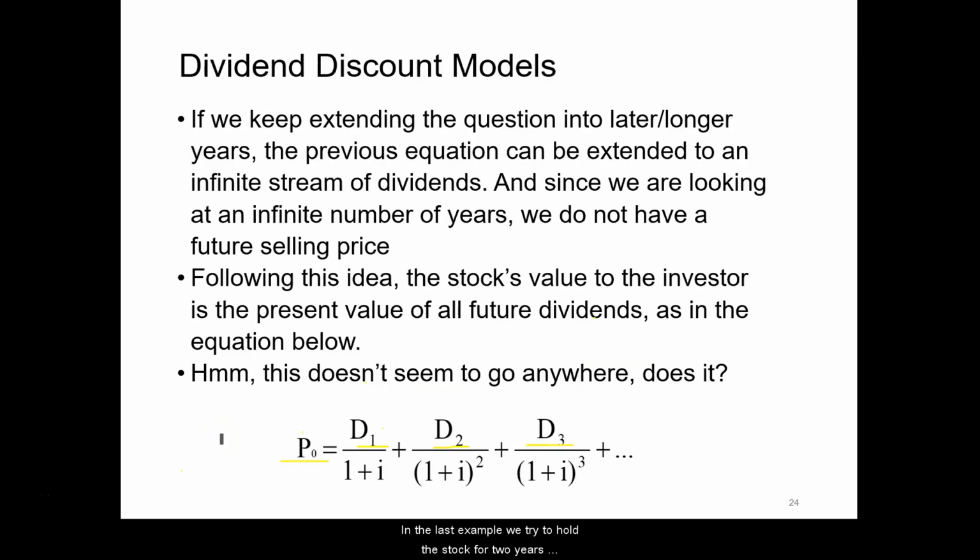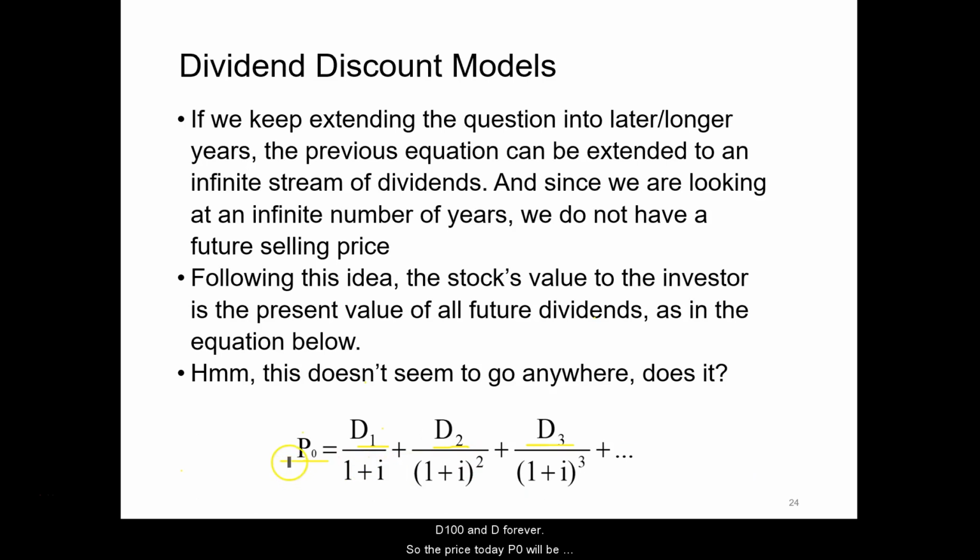In the last example, we tried to hold the stock for 2 years and sell it at the end of the second year. What if we decide to hold it for 5 years, or 10 years, or even longer? If we keep extending it, we can actually have an infinite number of years. And if that happens, we don't have a future selling price. All that we have is the infinite number of dividend payments. So that would include D1, D2, D3 till D10 and D100 and D forever.